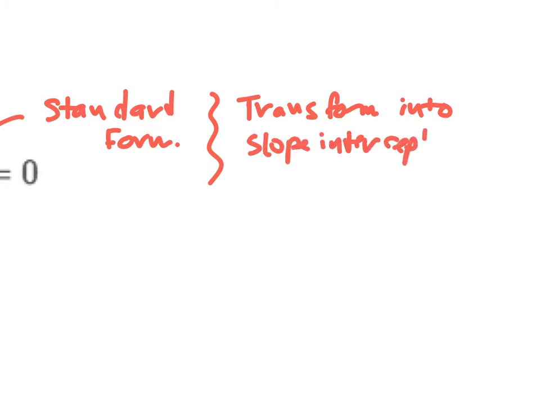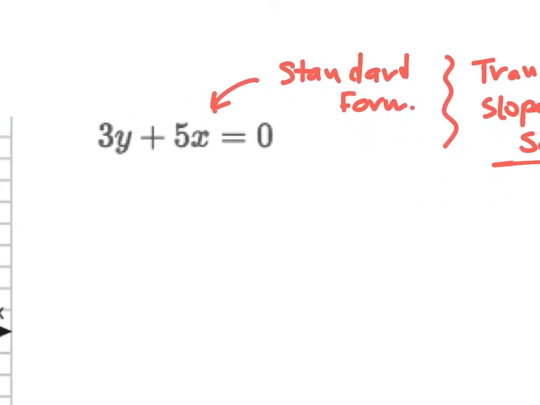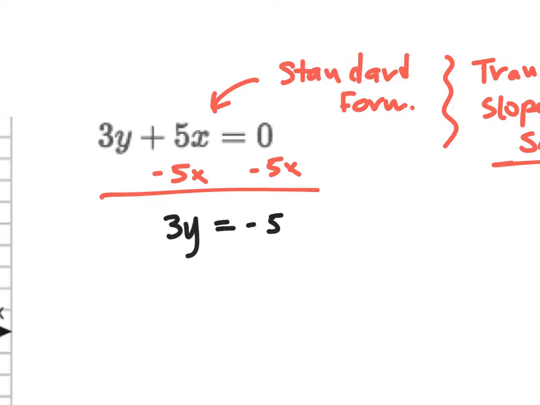The way that I do that is I'm going to solve for y. Doing this is a little bit tricky. Solving this equation for y means that I have to move everything else onto the other side of the equal sign, but keep y on the left side. So first I'm going to subtract 5x from both sides, and what I get from that is 3y is equal to negative 5x. I'm just moving things, and we've been doing this before.